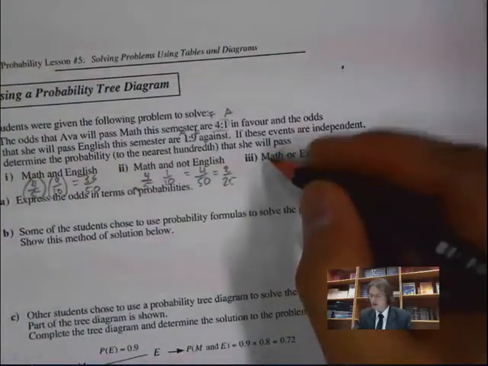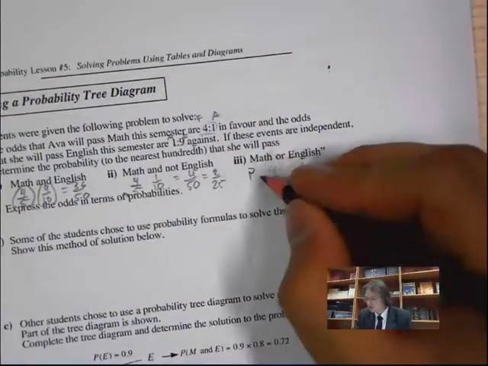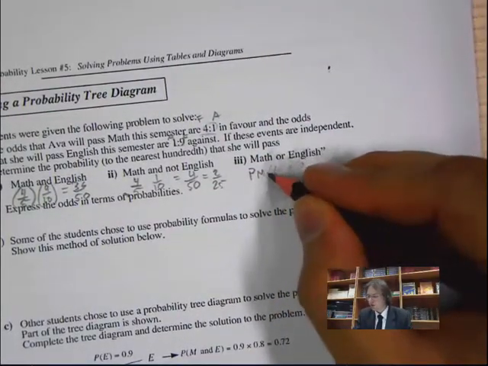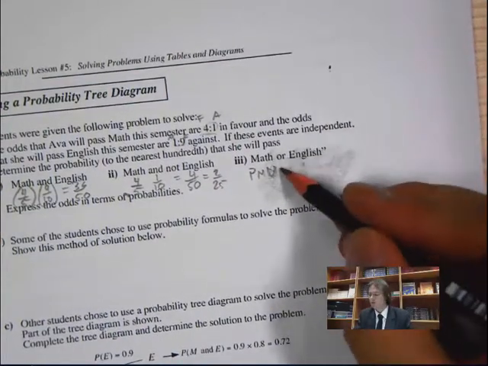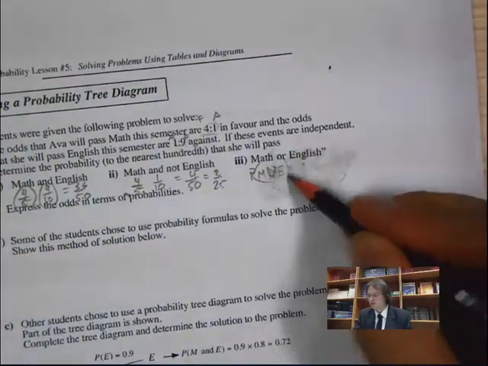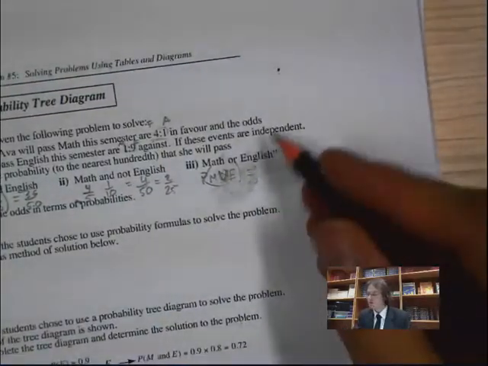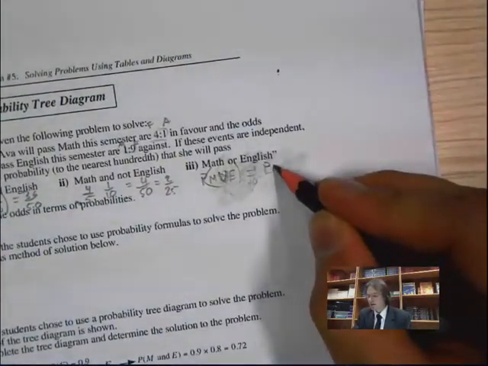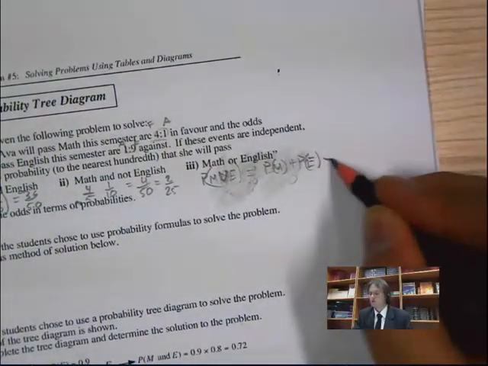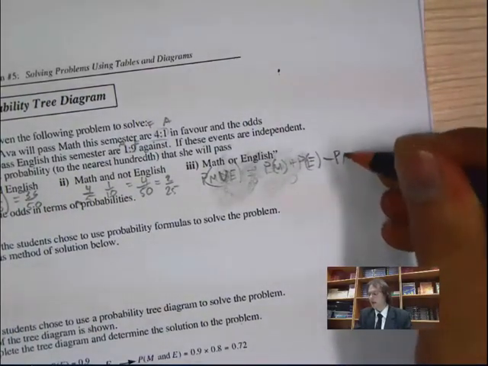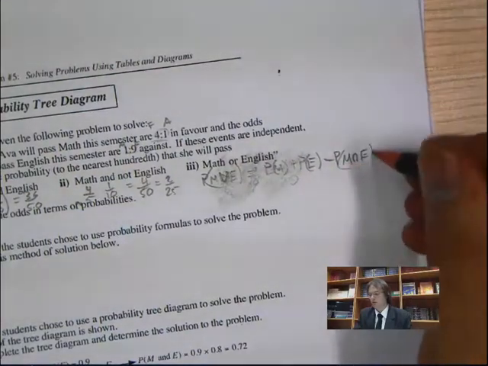So we're looking at the same idea, but we're going to look at our formula from before. That is the probability of math or English, the union, is equal to, because we know these are not mutually exclusive, the probability of math plus the probability of English, and then we have to subtract the probability of math and English, if we look back to our formula.